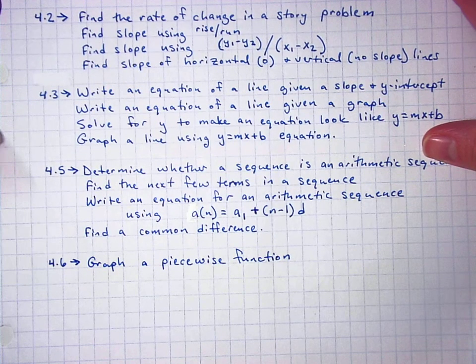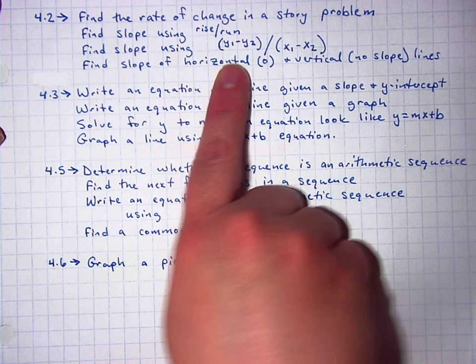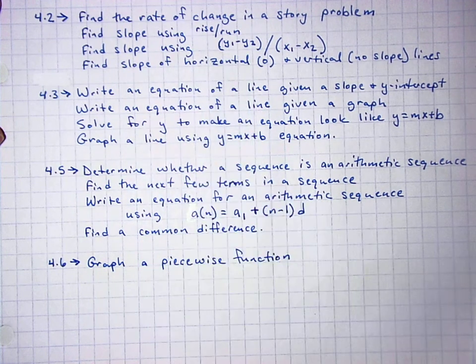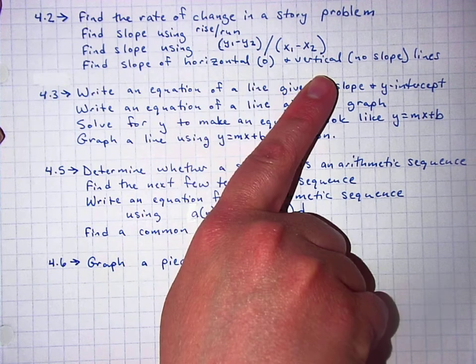4.2: finding a rate of change in a story problem. That means how fast something's changing. Also finding a slope using rise over run, and a slope using the formula y1 minus y2 over x1 minus x2. And finding the slope of a horizontal line and a vertical line. Horizontal lines have a slope of 0, and a vertical line has no slope.